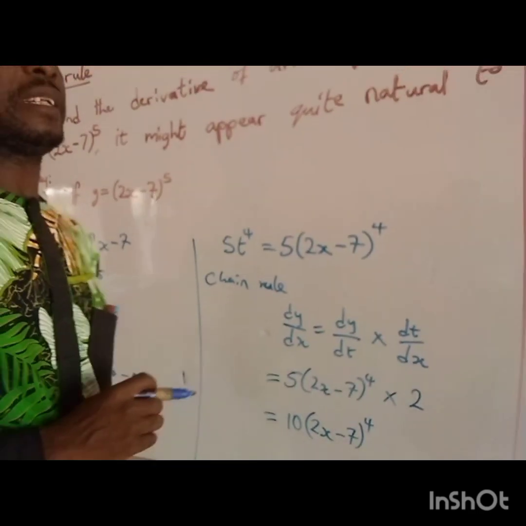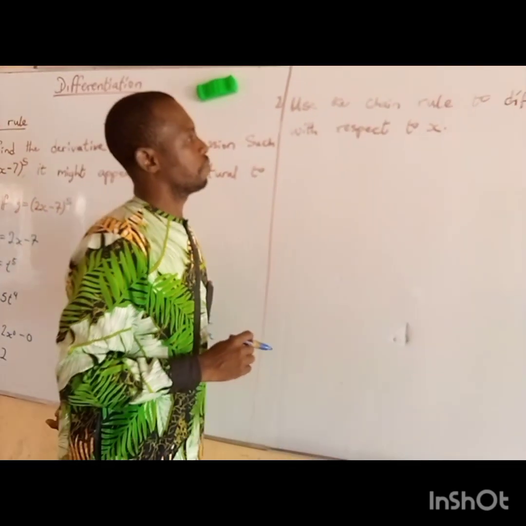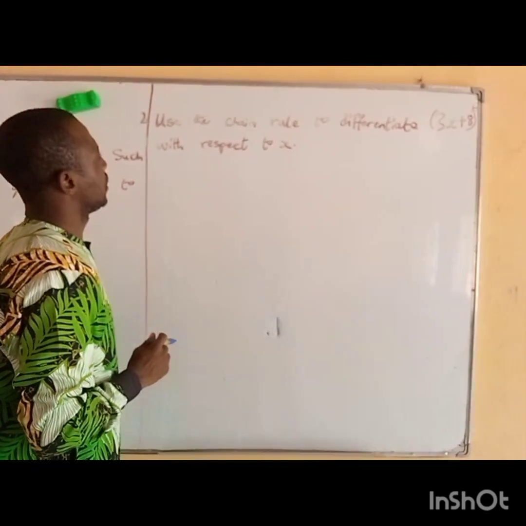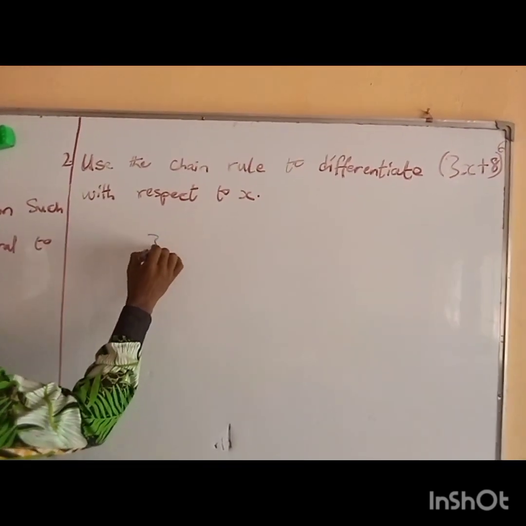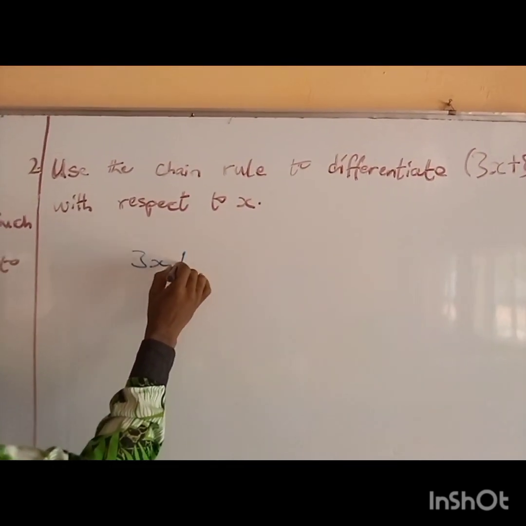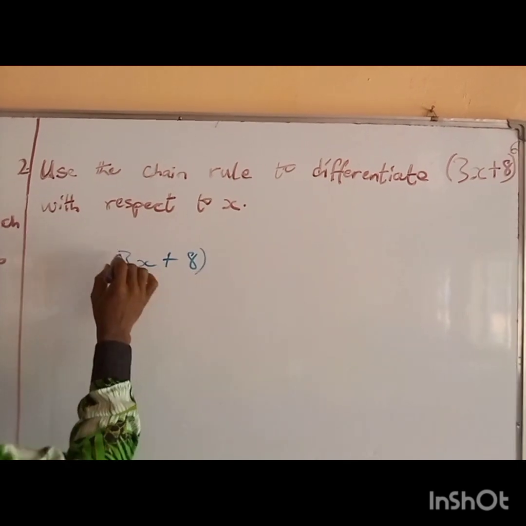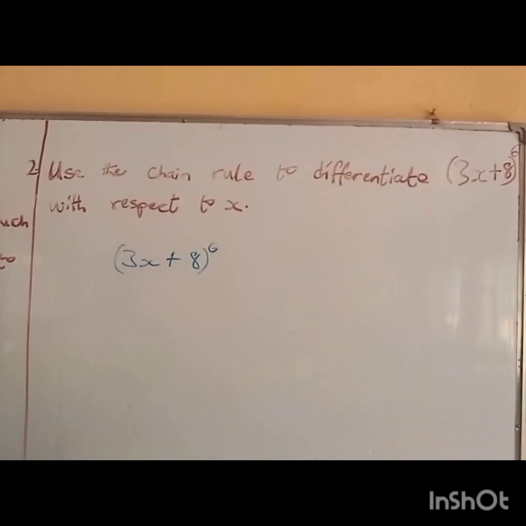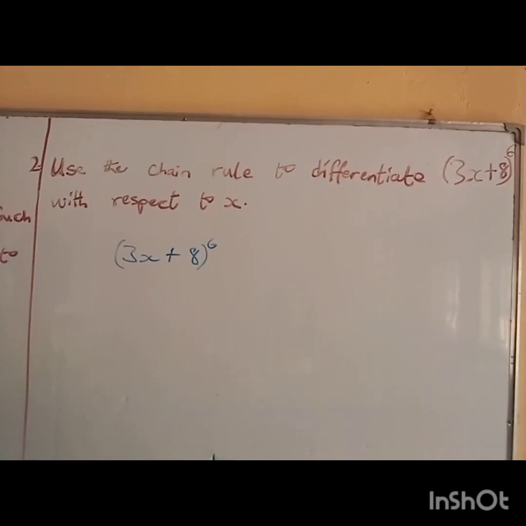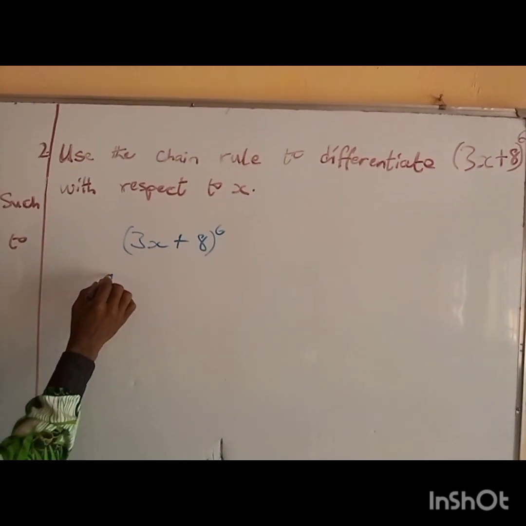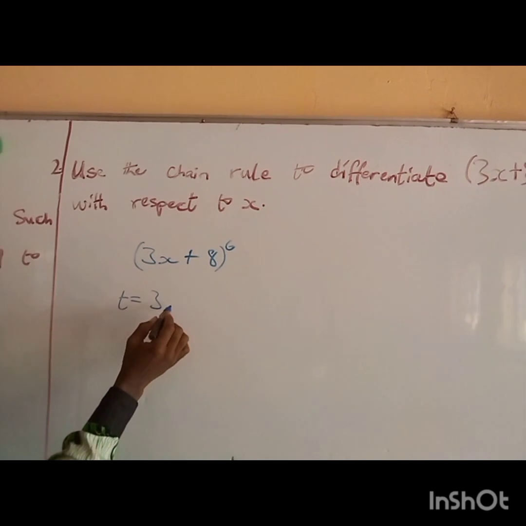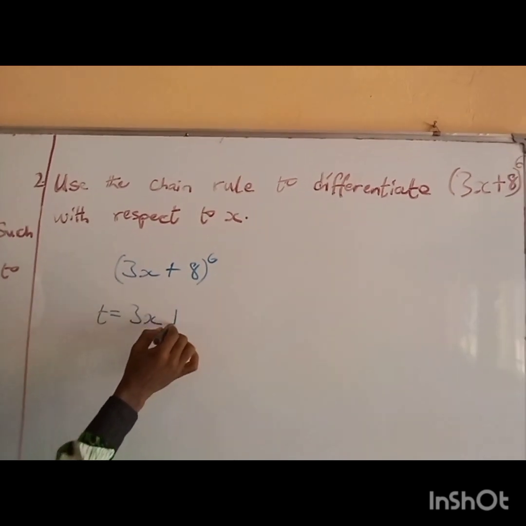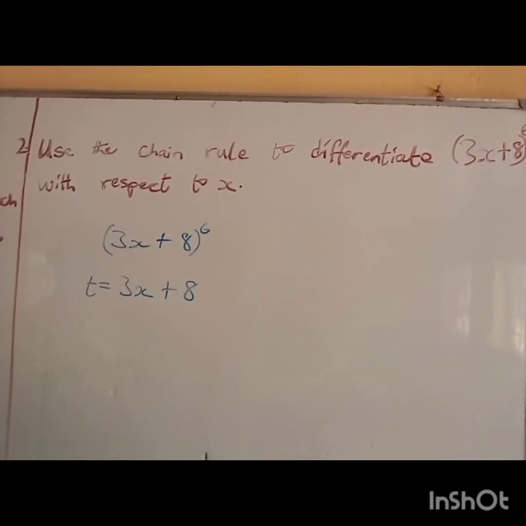Now let's look at another question. They say use the chain rule to differentiate (3x + 8) raised to the power 6 with respect to x. In the same way, we'll use t to represent everything in the bracket. So t will be equal to 3x + 8.